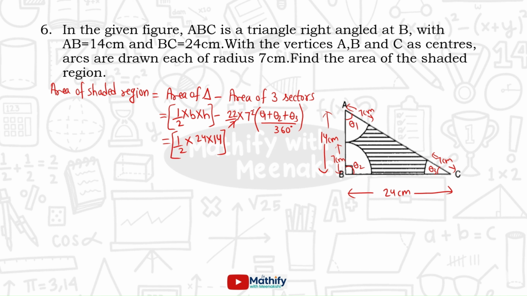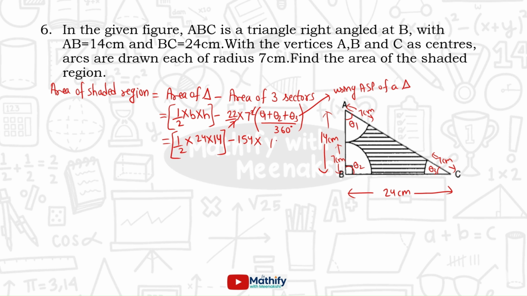And here we can cut this 7 and 7. So we are left with 22 into 7. That's 154 into. Did you realize something? What is theta 1 plus theta 2 plus theta 3? Using the angle sum property of a triangle, we know that the sum of all angles of a triangle is 180.